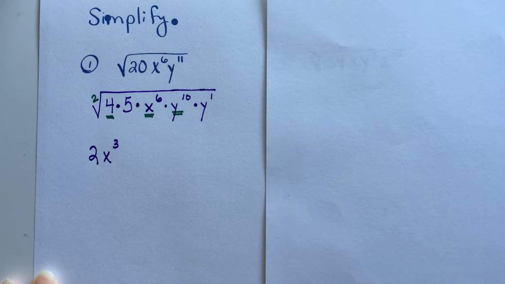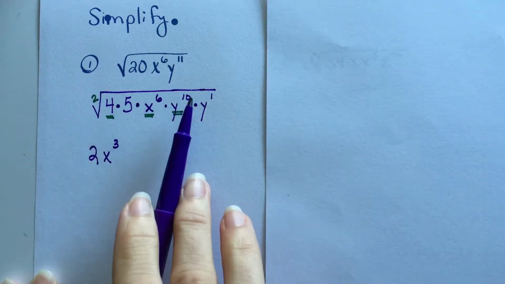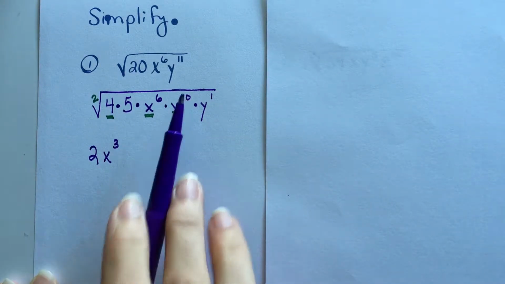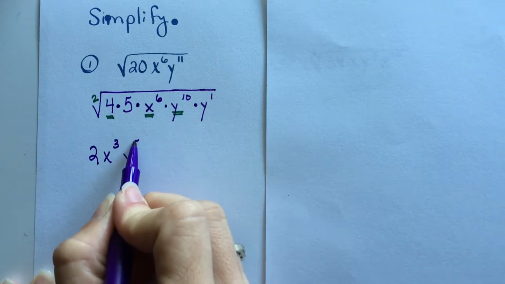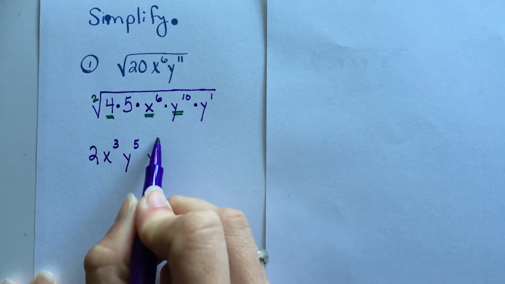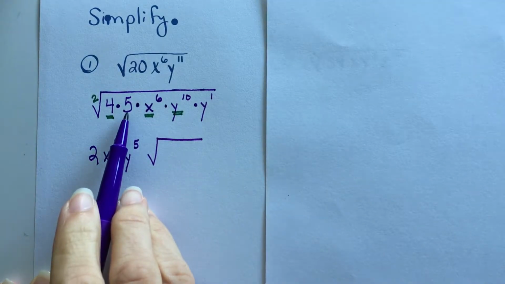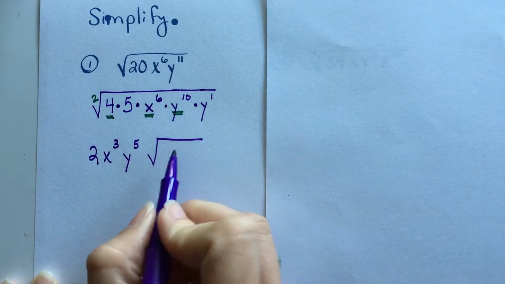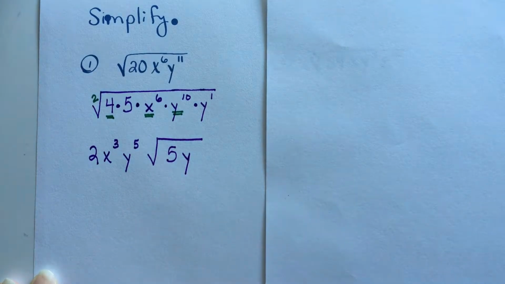Now I'll do the same thing with the y. So I would do the 2 into the 10, which is a 5. So that means that I have y to the 5th out front. Now the stuff that I've not underlined, which was the 5 and the y to the 1st, that's just left underneath your square root symbol. Because remember that those things were not perfect squares, therefore I could not take the square root of those.